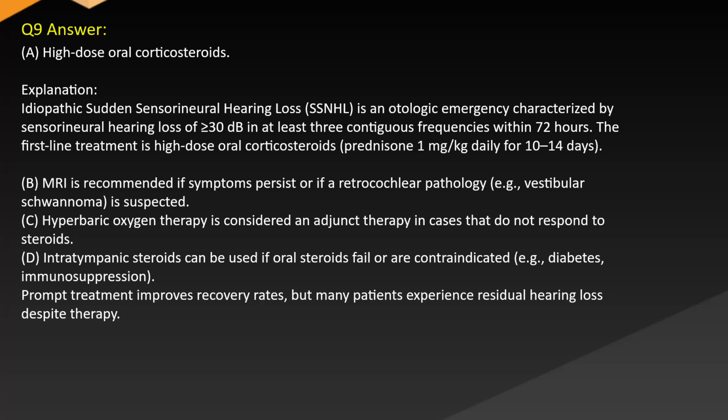Explanation: Idiopathic sudden sensorineural hearing loss (SSNHL) is an otologic emergency characterized by sensorineural hearing loss of 30 dB in at least 3 contiguous frequencies within 72 hours. The first-line treatment is high-dose oral corticosteroids, prednisone 1 mg/kg daily for 10 to 14 days. B. MRI is recommended if symptoms persist or retrocochlear pathology, e.g., vestibular schwannoma, is suspected.